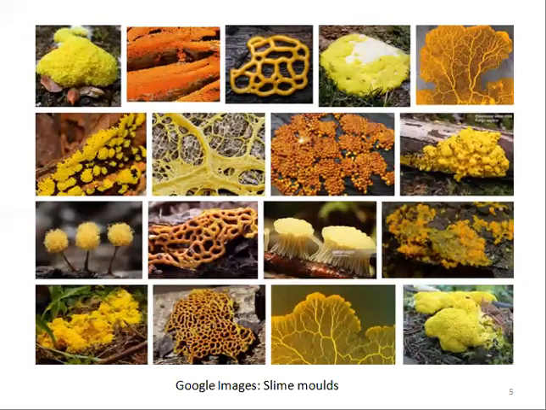Here in this picture, you can see a number of different species of the slime molds. These are present in any moist environment, and they can be found on the soil and on rotting wood, and they are very brightly colored. For example, here you can see the yellow color, the orange red color, the orange color, and the others are mostly yellow in color. So these are commonly called the slime molds because of their slimy appearance.